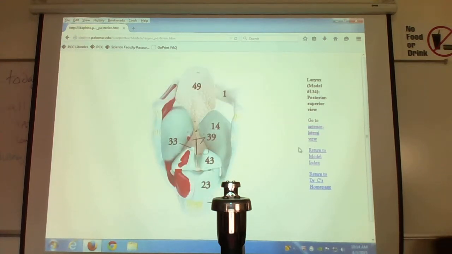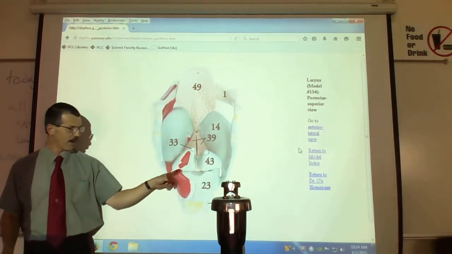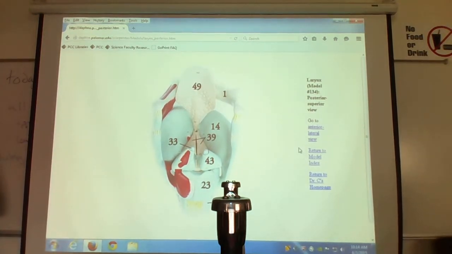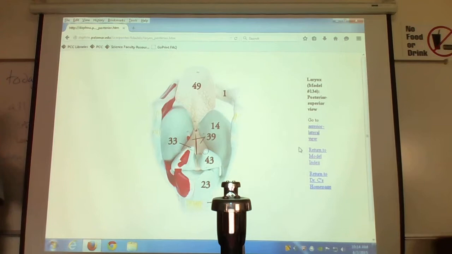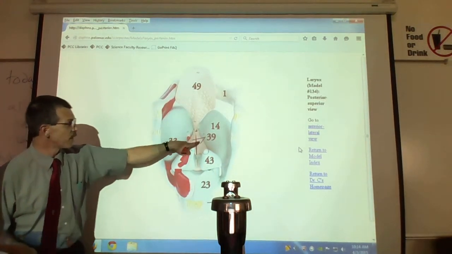All right, so here's the back of your larynx. So the trick is, you're going to find the one that's curved like a hook, which is this one back here, number 43. Which one is the curvy one? The arytenoid. That's the curvy one. Number 33 is the tip of that, which is the corniculate. And then there's one further up, which you can't really see, which would be the cuneiform.